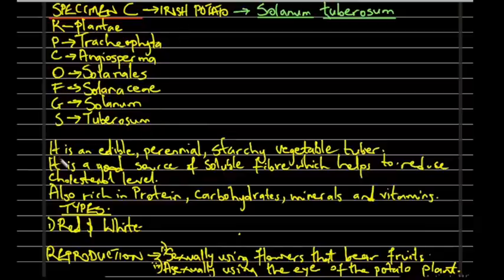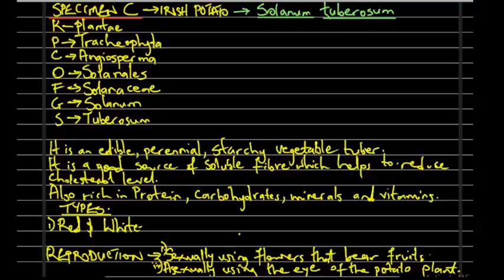Now, going further, it is also an edible perennial starchy vegetable tuber. Yes, it is a tuber and it is very, very edible. It is starchy. It has high starch content in it, high carbohydrates in it. Now, it is a good source of soluble fiber which helps to reduce cholesterol levels.